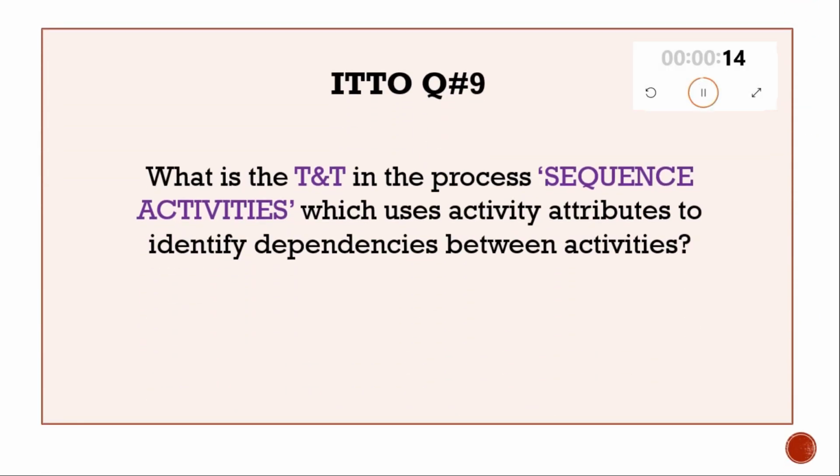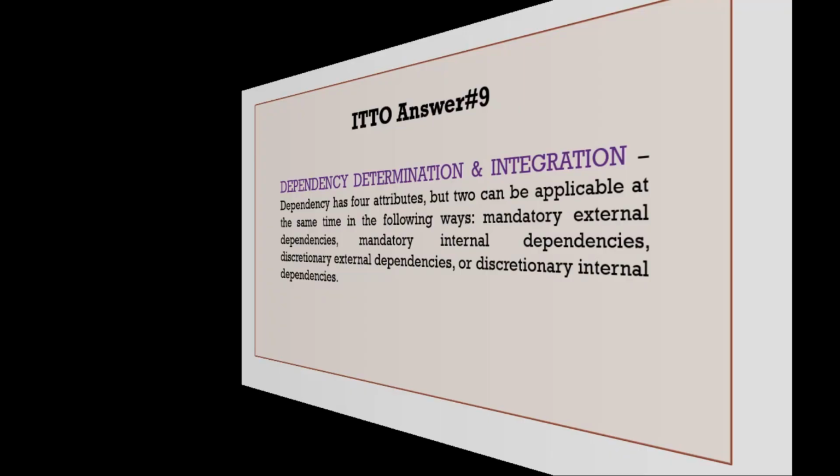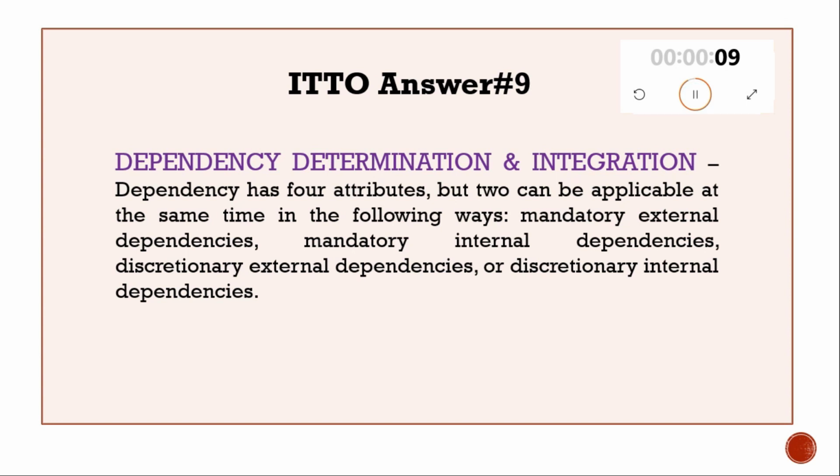ITTO question number 9. What is the tools and techniques in the process sequence activities which uses activity attributes to identify dependencies between activities? Answer number 9. Dependency determination and integration. Check the slides for a brief description.